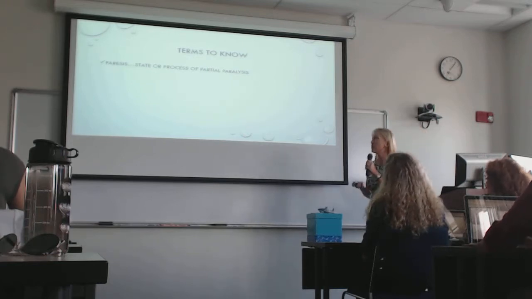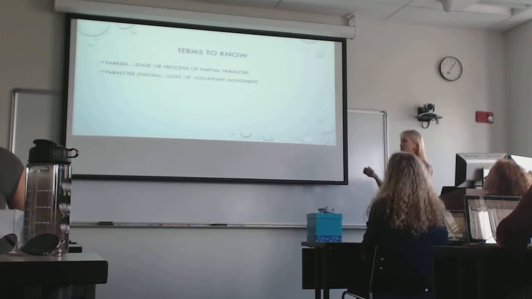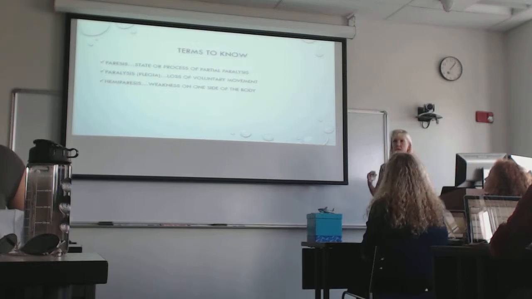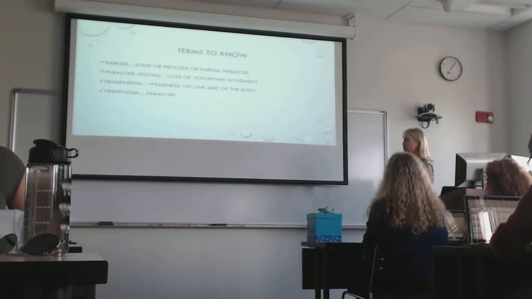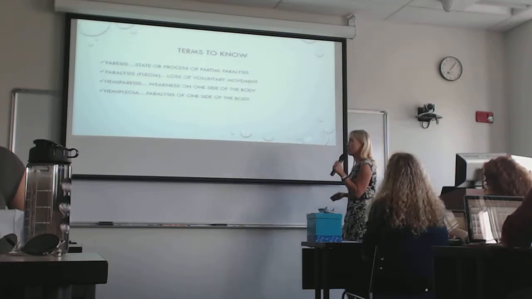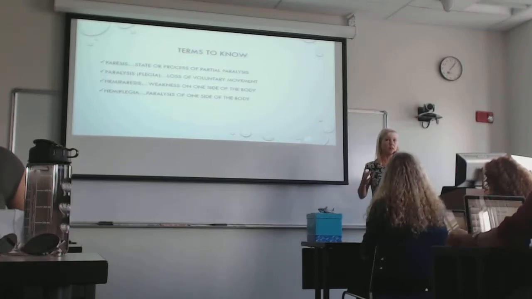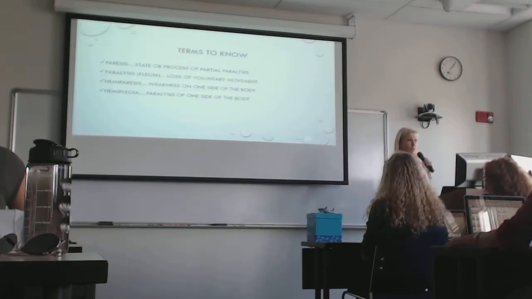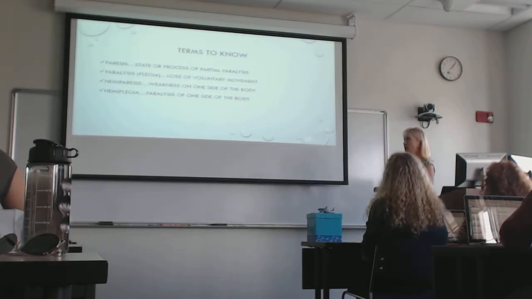Paresis is a state or process of partial paralysis. Plegia is a loss of voluntary movement. When we talk about hemiparesis, we're talking about one limb, weakness in a leg or weakness in an arm, and it's typically weakness, not typically a flaccid paralysis of that area. Hemiplegia is paralysis of one side of the body, so we include the arm and leg on that side. You're then typically talking about the contralateral side of the brain, because the right side of the brain controls the left side of the body, and the left side of the brain controls the right side of the body.